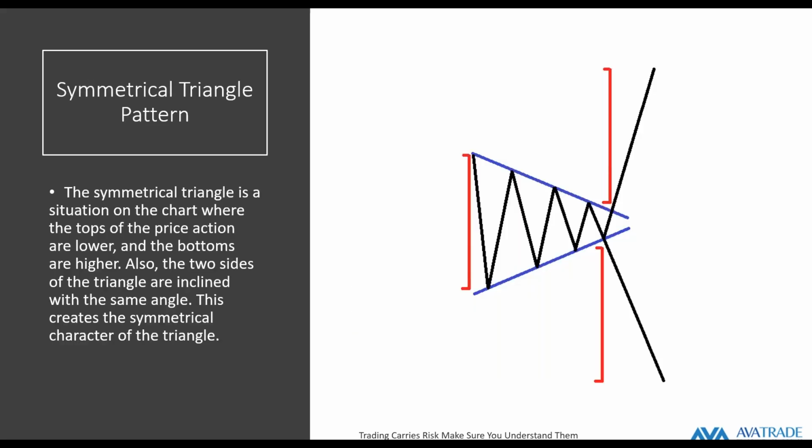Now, as I mentioned, the basic of all basics is the symmetrical triangle. It's where the tops of the price action are lower and the bottoms are higher, as the two sides of the triangle are inclined with the same angle. This creates the symmetrical character of the triangle.